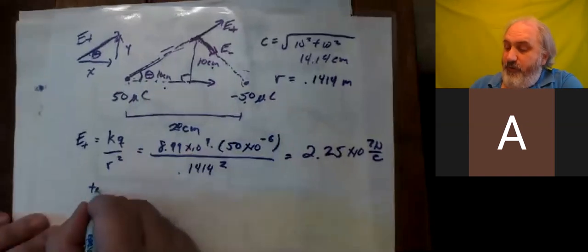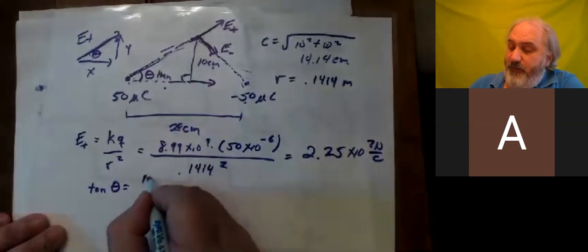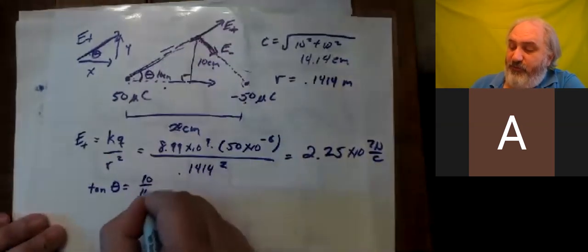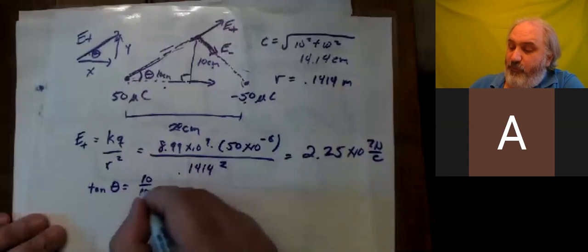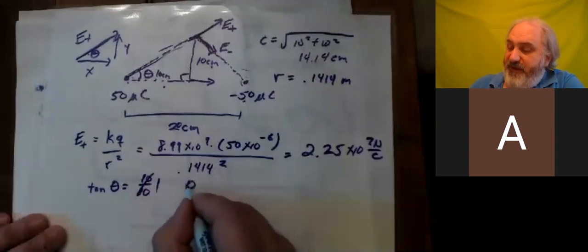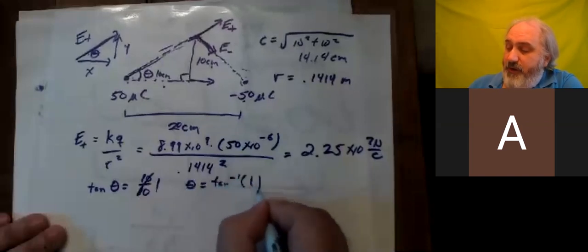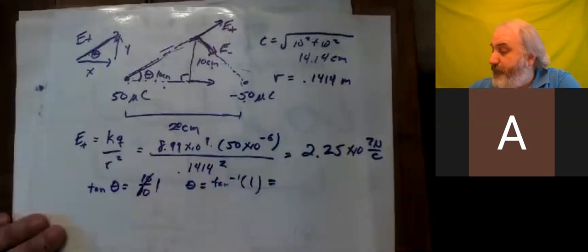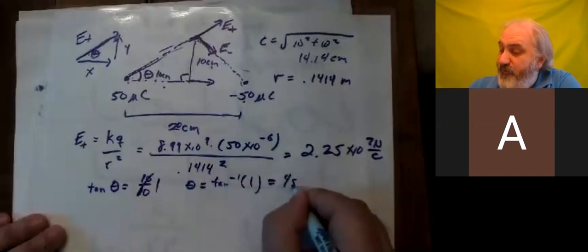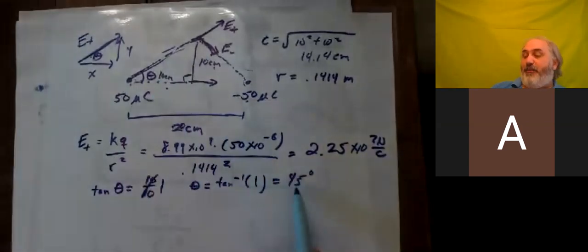So if I go tan theta equals opposite, that's 10, divided by adjacent, that's also 10. Well, that's just 1, right? Which means theta should equal the inverse tangent of 1. And what's the inverse tangent of 1? 45 degrees. So because this was an isosceles triangle, that happens to be a 45-degree angle.